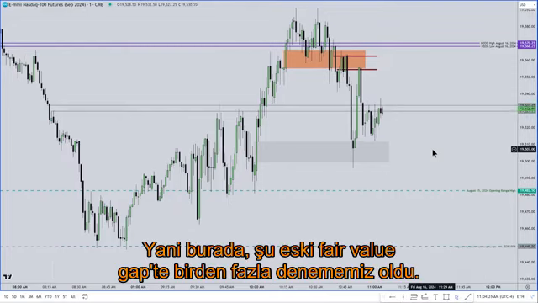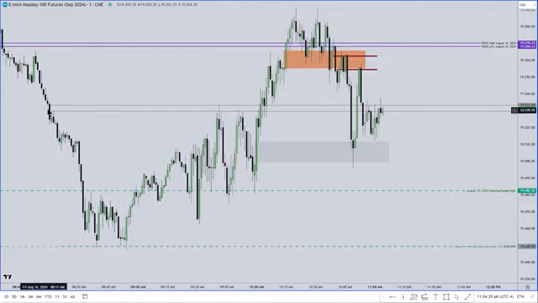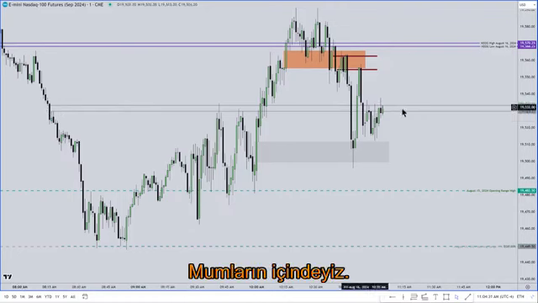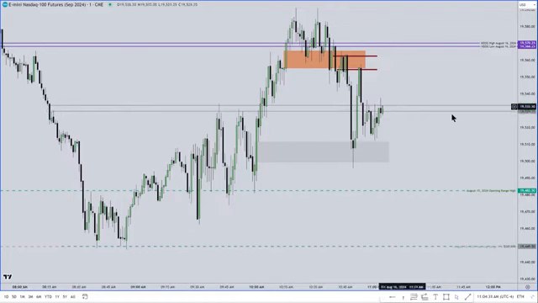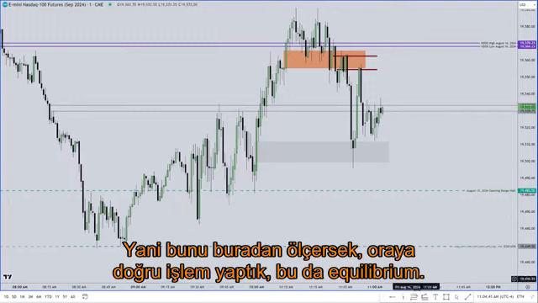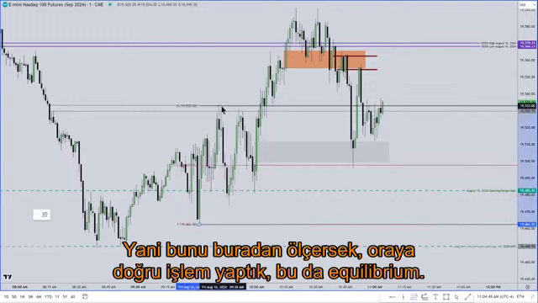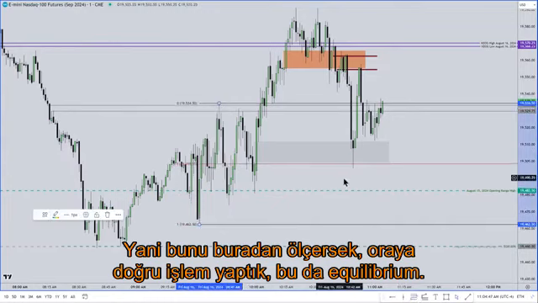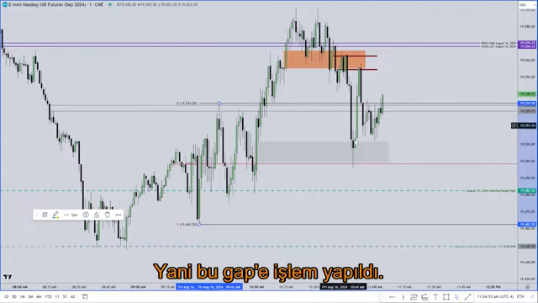So we have had multiple attempts in here at that old fair value gap right there. We're inside it with the bodies. The only thing we've done is worked into a retracement of all this choppy range bound price action. So if we measure that from here to there, we trade it right down into that, which is equilibrium.